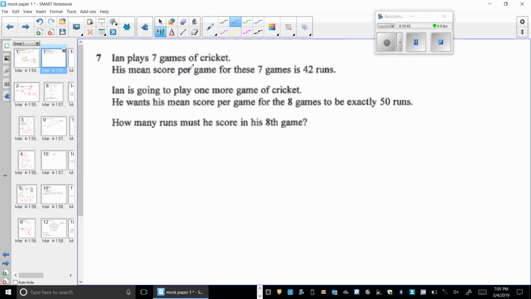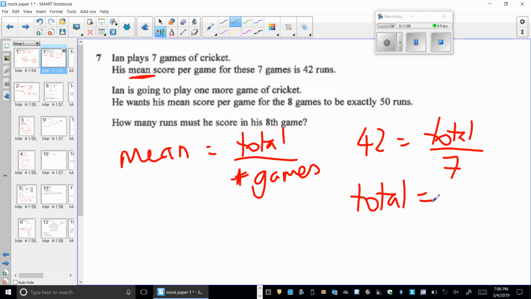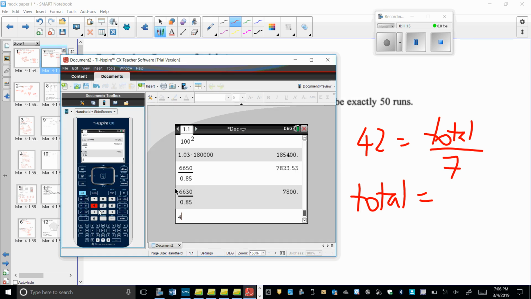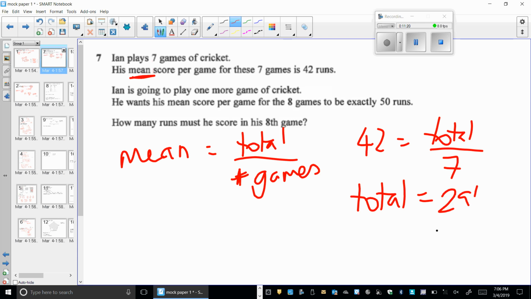Ian plays 7 games of cricket. His mean score is 42 runs. So we need to think about this. The mean is the total runs divided by the number of games. So in this case, 42 would be our total divided by 7. The only thing we can work out here is the total number of runs, so that would be 42 multiplied by 7, which is 294. So Ian's run 294 runs so far.